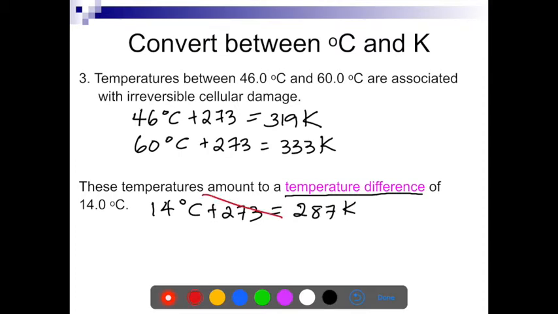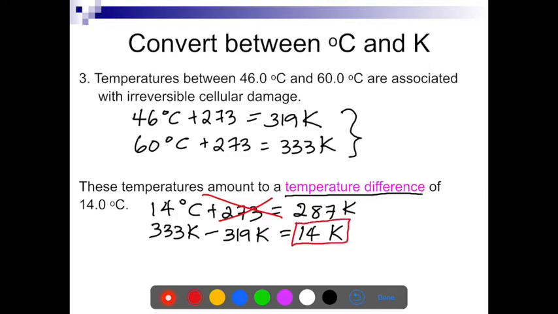However, this solution is wrong because 14 degrees Celsius is the temperature difference that was obtained by subtracting 46 degrees Celsius from 60 degrees Celsius. Therefore, if you want to get the temperature difference in Kelvin, we need to subtract 319 Kelvin from 333 Kelvin. If we did that, we will get 333 Kelvin minus 319 Kelvin is equal to 14 Kelvin.